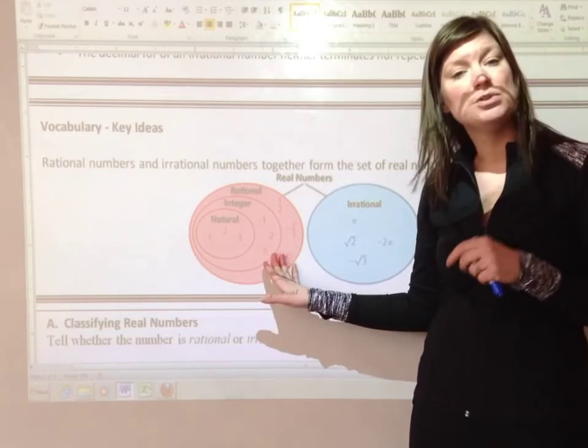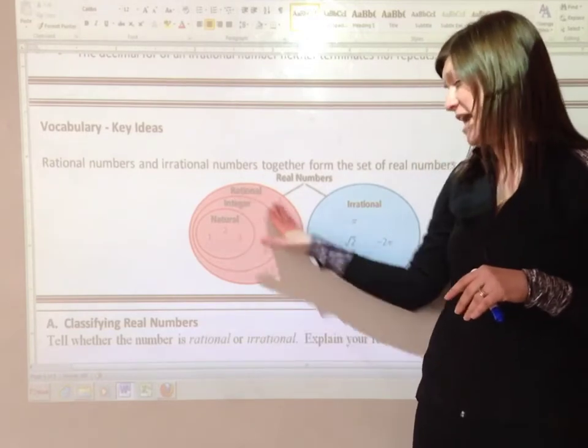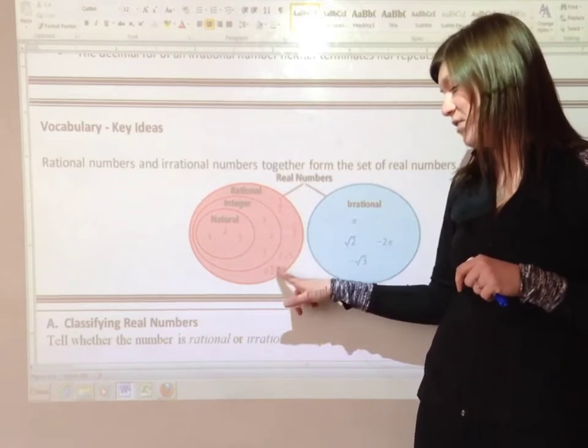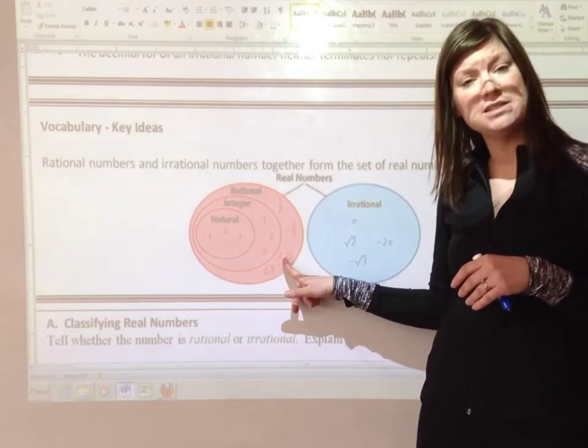So rational numbers are broken up into more than 2 groups, but I really highlighted 2 groups. You have your rational numbers. Remember that word ratio is in there, fractional parts. So we have our fractions in there, positive, negative. We have repeating decimals. We have terminating decimals.